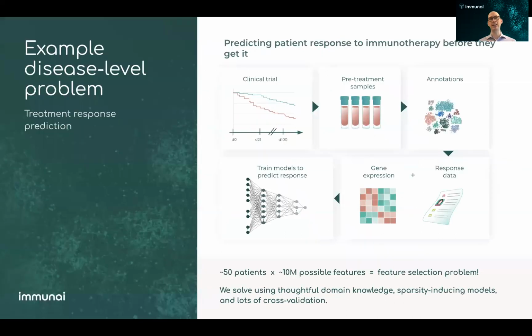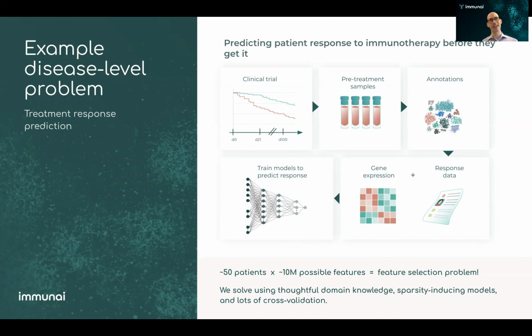So solving these cell level problems allows us to begin thinking about disease level problems, right? And the one disease level problem that we were interested in solving is treatment prediction. How well is someone going to respond to an immunotherapy if we give it to them?